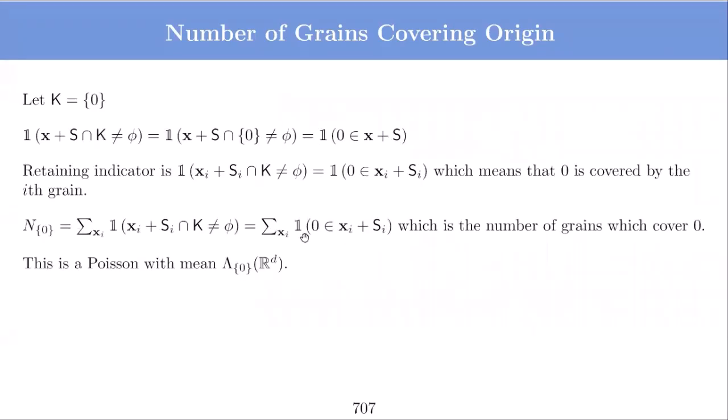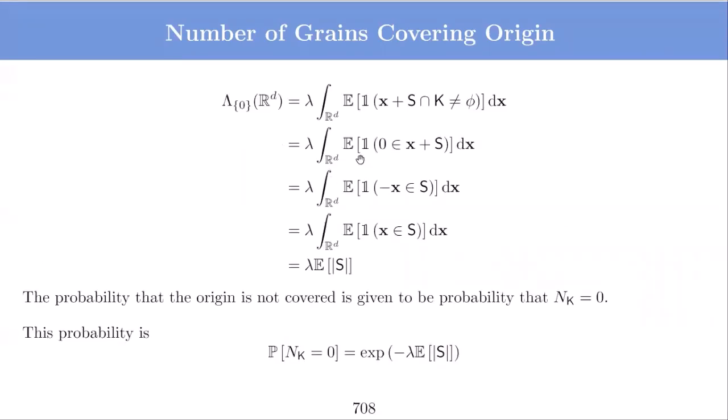Or you can do it from the basic principle. I want to compute this. This is the independent reasoning. So expectation of N is equal to expectation of this: the integral of the expectation that 0 belongs to x plus S dx. This is the same as saying that minus x belongs to S dx. Now I can just substitute x to minus x, and this dx will become minus dx, and the integration limit will change. So eventually you get lambda times the integral of the expectation of the indicator x belongs to S dx. And this just means that it is the area of S. So this will be lambda times the expectation of the area of S, right?